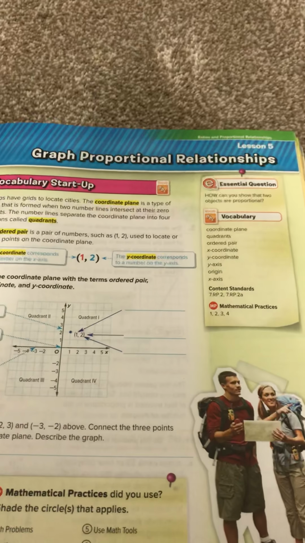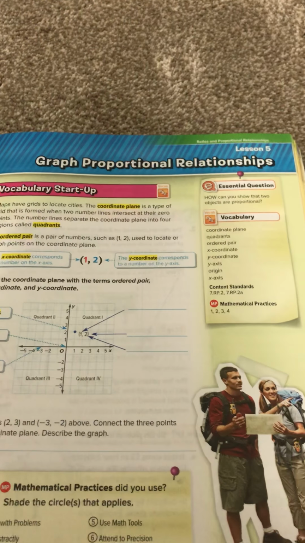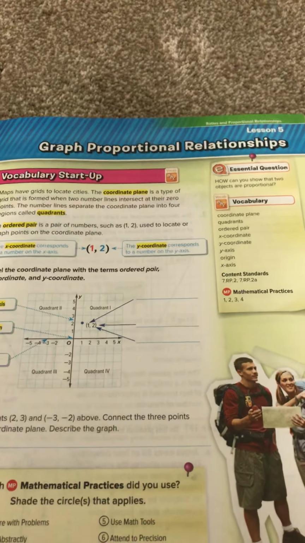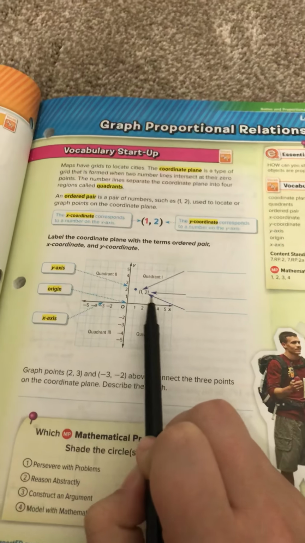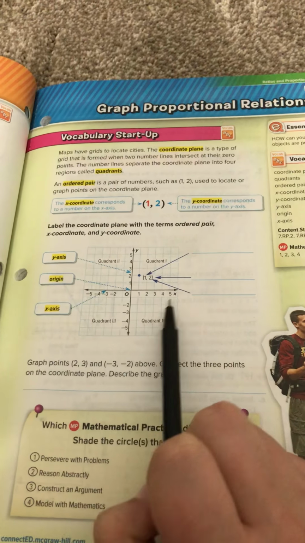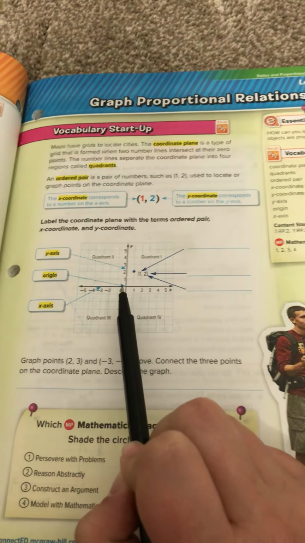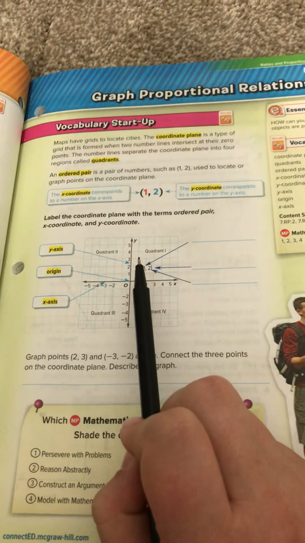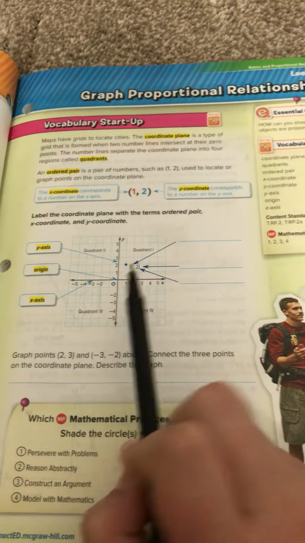Alrighty, everybody. Today we're looking at lesson 1-5 on graphing proportional relationships. So we know that a graph has several parts. This whole thing without any points on it is called a coordinate plane. That's your grid marks, your x and y axis, and the numbers. We call that a coordinate plane.